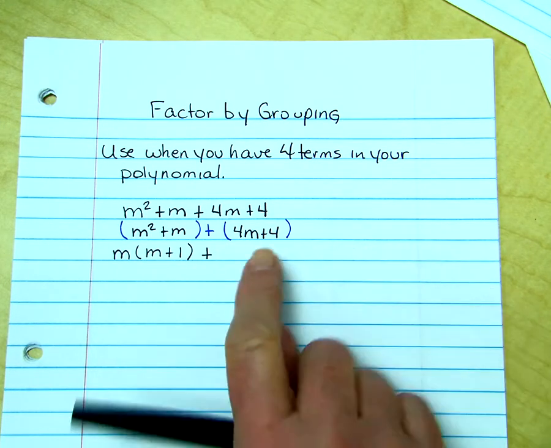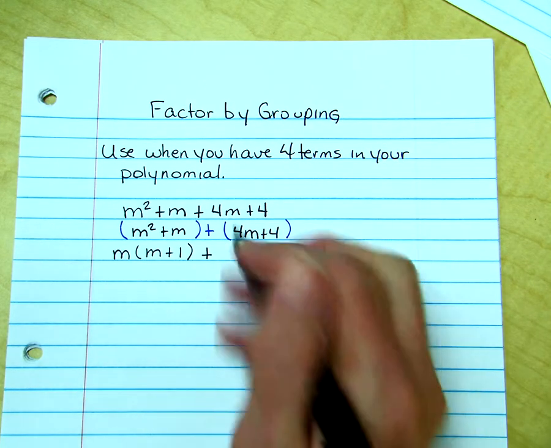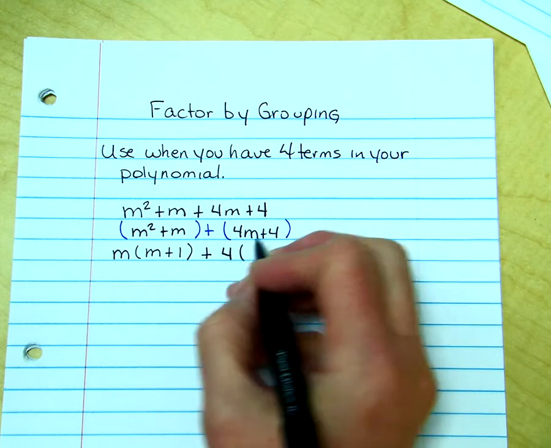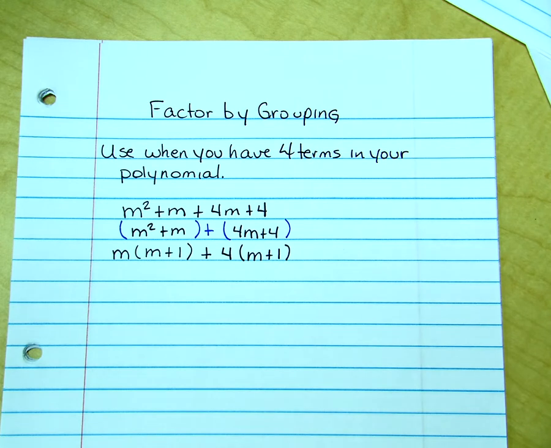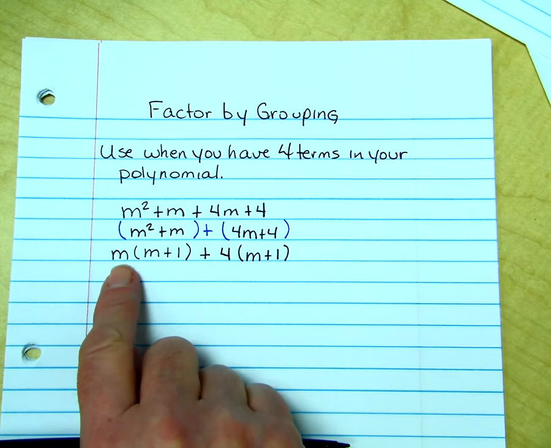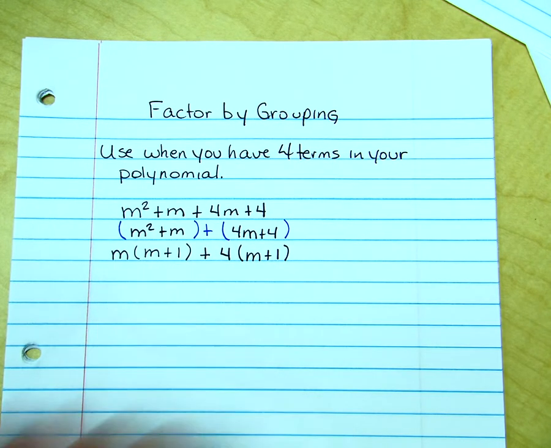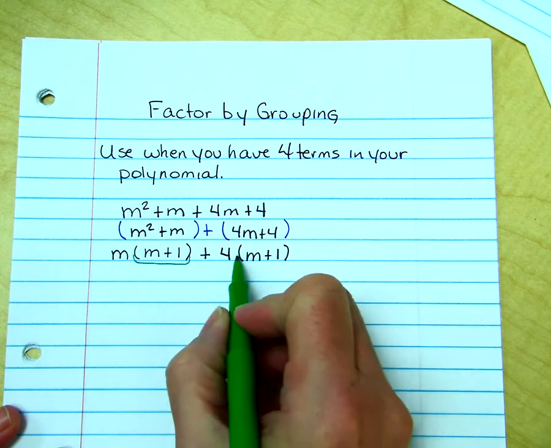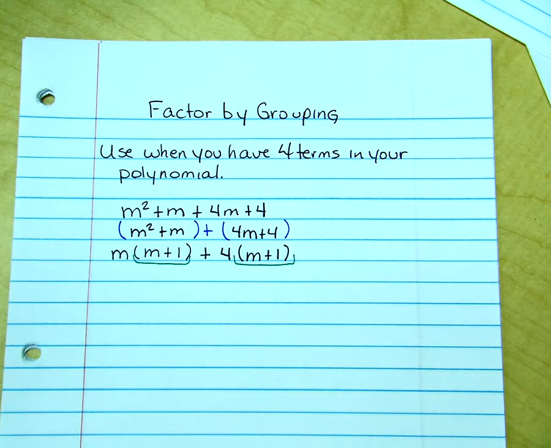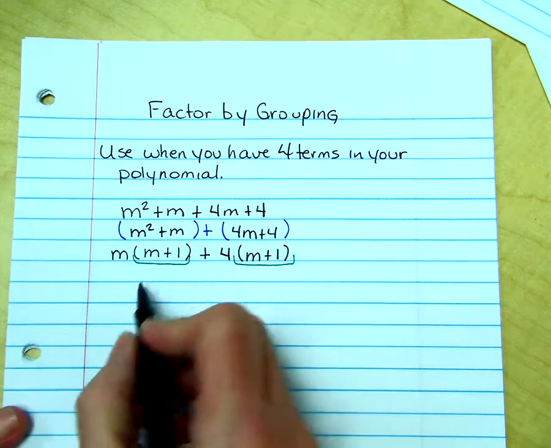I'm going to add to that. The greatest common factor here for the second set is 4. And then we have an m plus 1. Now I have a binomial that has these two factors for its first term and these two factors for its second term. This m plus 1 is our greatest common factor for this set. So we're going to pull it out front.